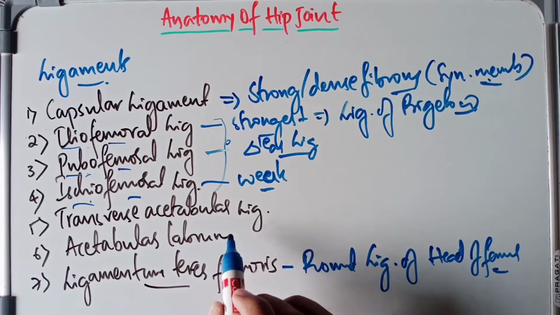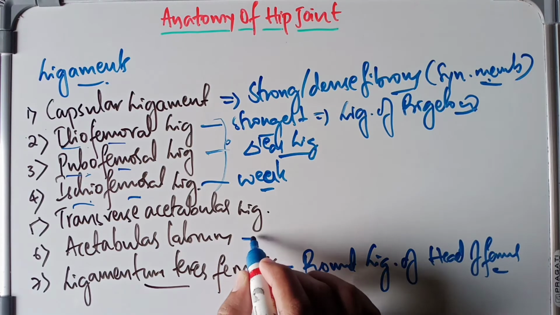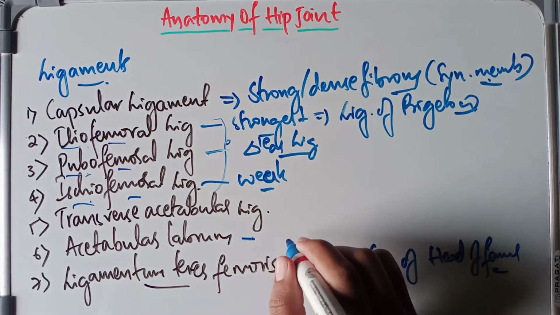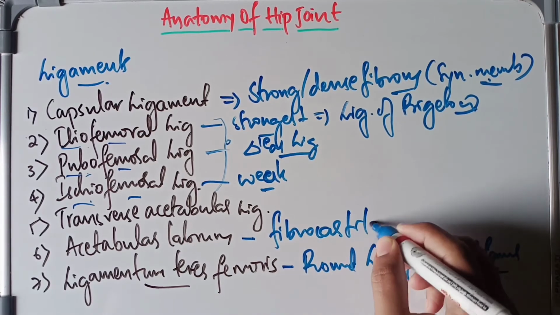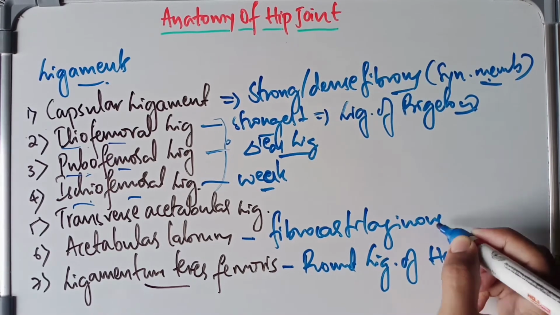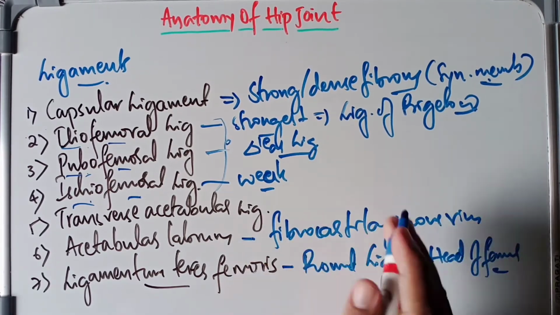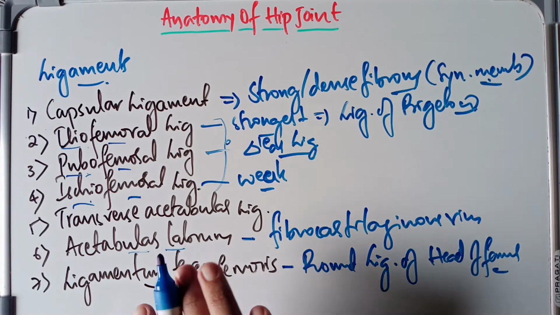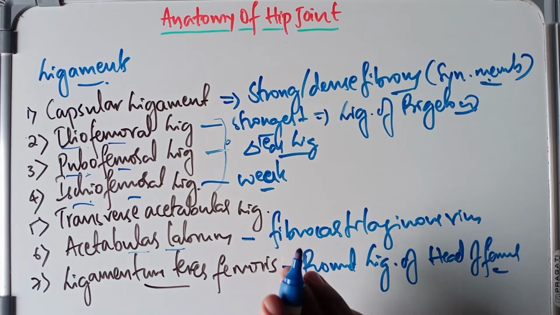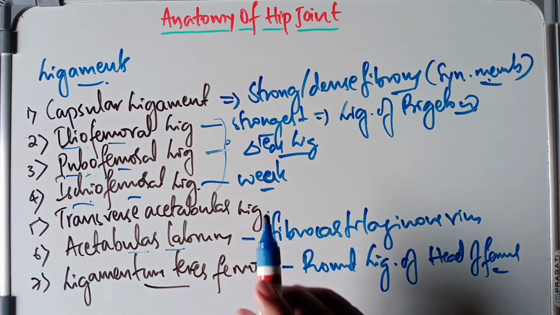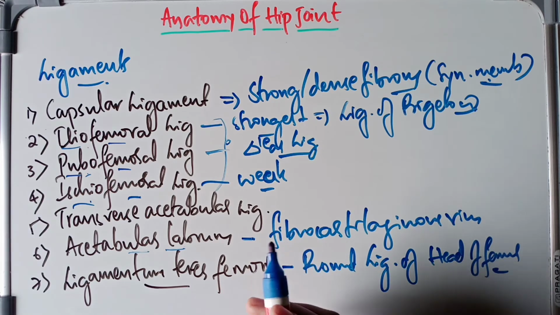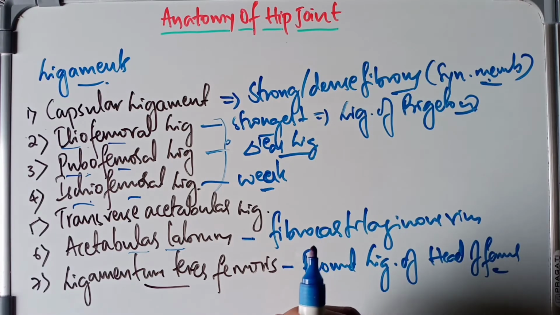Moving on to the acetabular labrum. The acetabular labrum is a fibrocartilaginous rim which surrounds the acetabulum of the hip joint. This labrum deepens the acetabulum to make sure that the hip joint is correctly stable, and it also grasps the head of the femur to hold it in position.